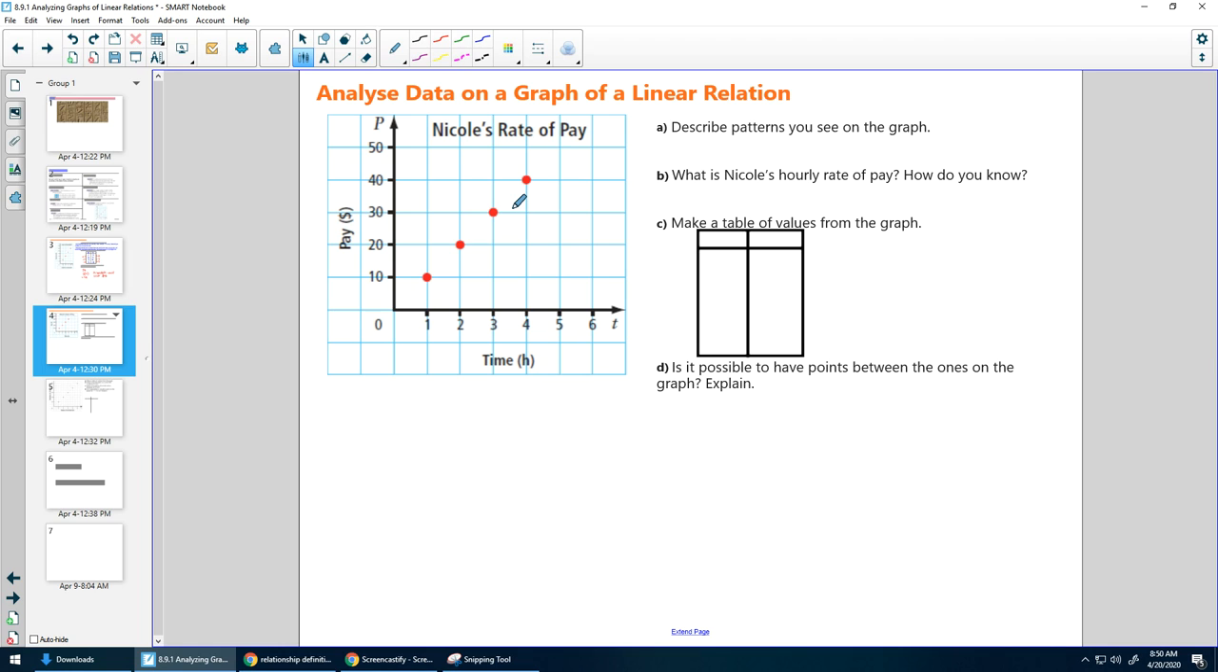So we will say a pattern that we have is a linear relation.